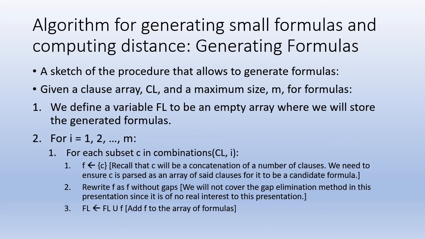We can sketch a procedure for generating formulas as follows. Given a clause array CL and a maximum size m for formulas, we define a variable FL to be an empty array where we will store the generated formulas. For i equals 1, 2 up to m, and for each subset C in combinations of CL of size i, we call a candidate formula F, and we say that it is the set containing C. Recall that C will be a concatenation of a number of clauses. We need to ensure C is parsed as an array of set clauses for it to be a candidate formula. Then we rewrite F as F without gaps. We will not cover the gap elimination method in this presentation. We then add F to the array of formulas FL.